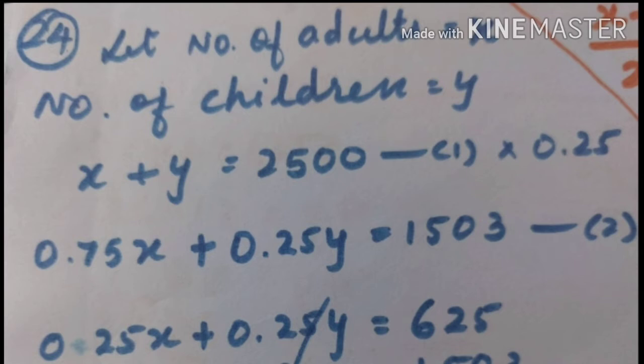Now read further, the second line. The adults paid 75 paise and the children paid 25 paise, and the total receipt amount is 1503. It means the charge of the ticket for an adult is 75 paise and the charge for one child is 25 paise, but the total amount received by the fair is 1503.